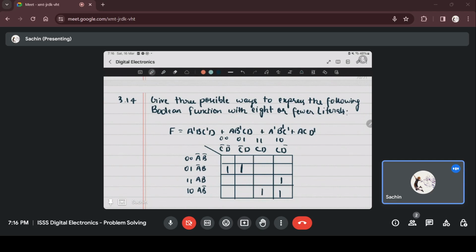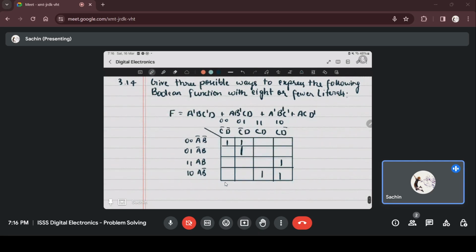So this will change the K map, and the K map will be this with A prime, B prime, C prime instead of A prime, B, C prime. So let's form pairs.